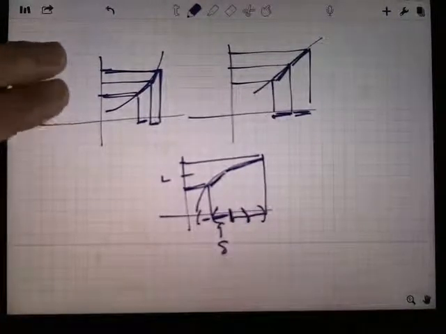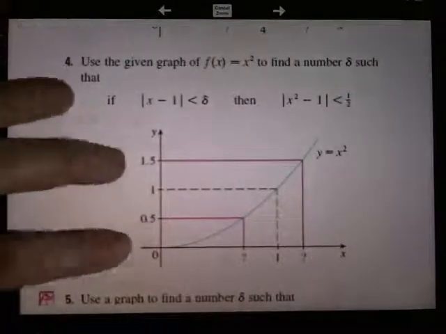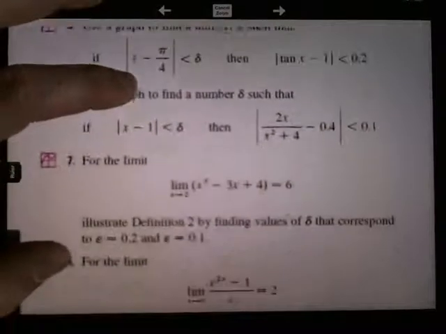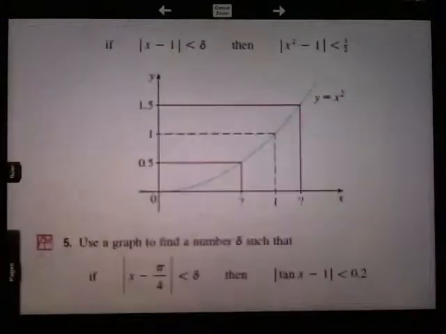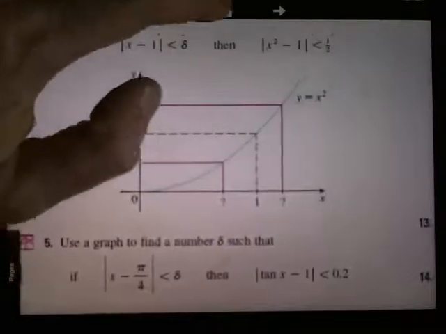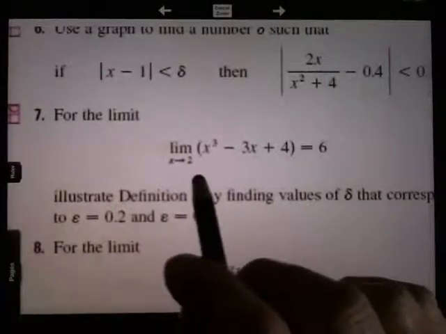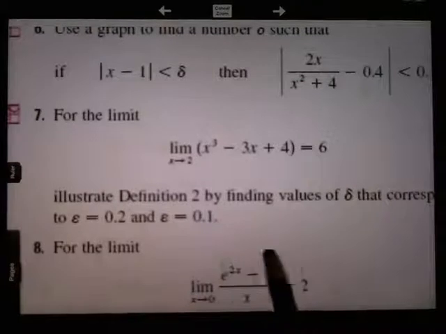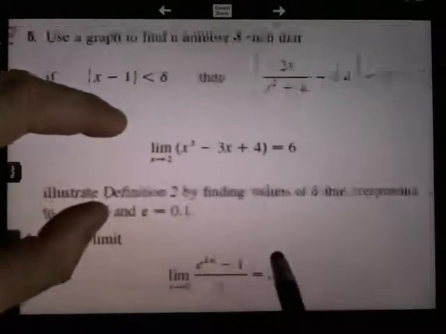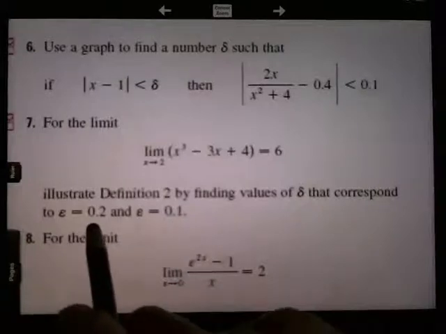So that was number 4. I also want to look at number 7. For this limit, find the value of delta that corresponds to epsilon equals 0.2 or 0.1. Let's start with 0.2. I think I'm only going to do one of them and let you do the other.